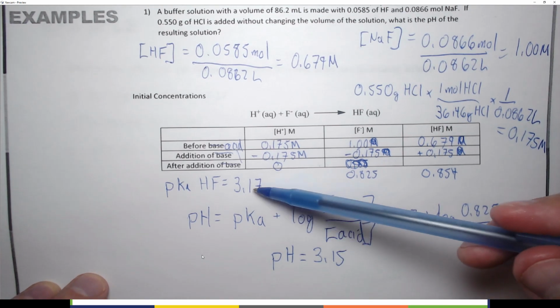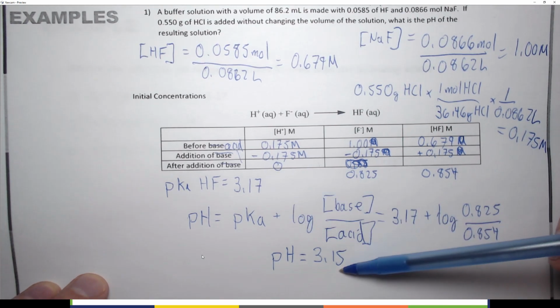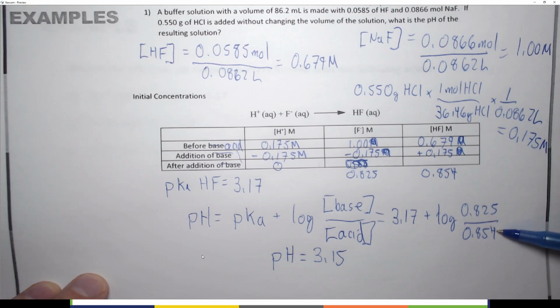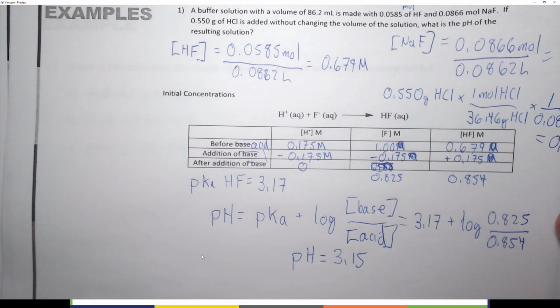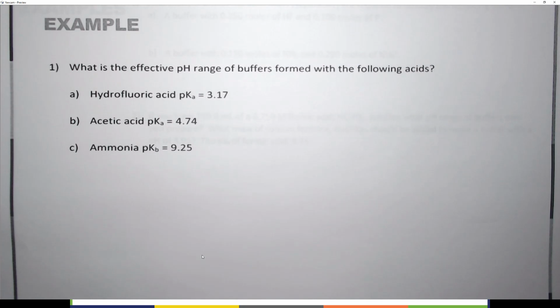Again, a sanity check. The pH is slightly less than the pKa. The concentration of acid at the end of the solution is slightly higher than the concentration of the base, so that is to be expected. So, quite a lot of work in these problems. In the next examples, we'll look at a couple things that are slightly more straightforward.